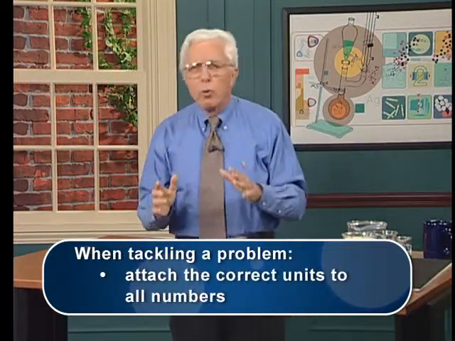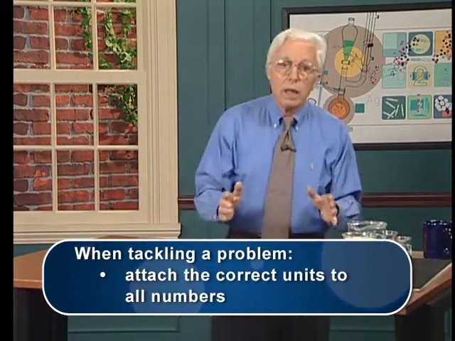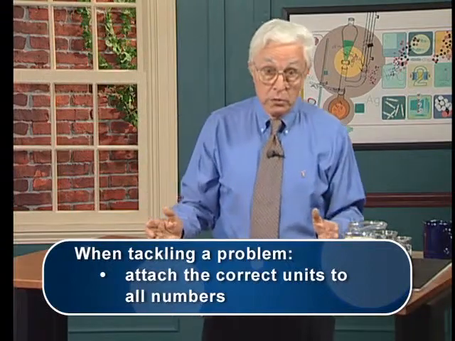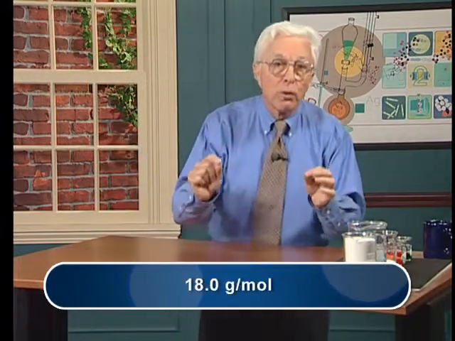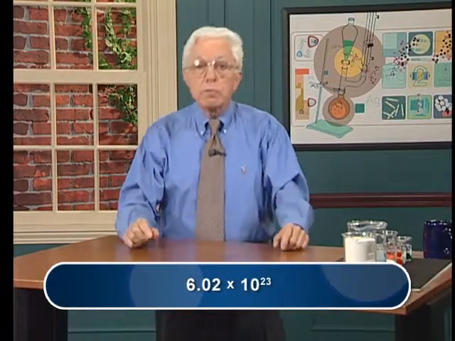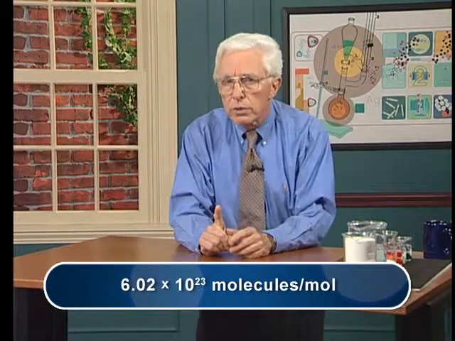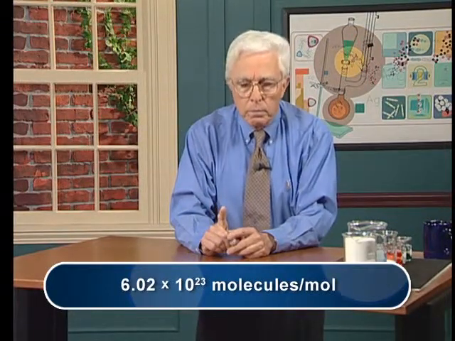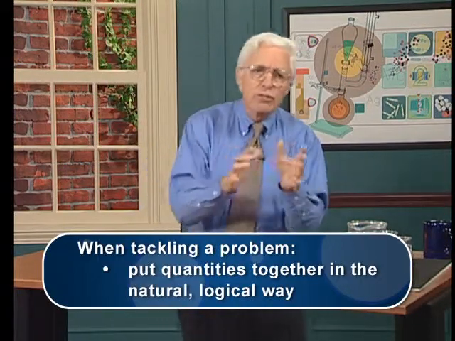And be certain to always attach the proper units to all numbers given in the problem. Only rarely on certain kinds of problems do we leave off the units. Certainly at this stage of the course, you shouldn't ever be writing down numbers without attaching the proper units. Don't write down 18. Write down 18.0 grams per mole. Don't write down 6.02 times 10 to the 23rd. Write down 6.02 times 10 to the 23rd molecules per mole. Then see if you can put the quantities together in what we might call the natural logical way.